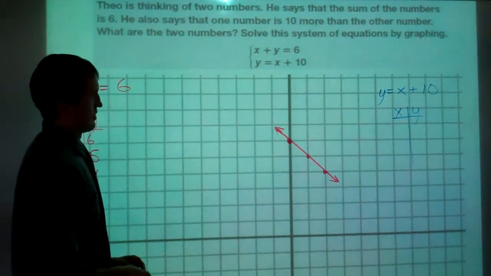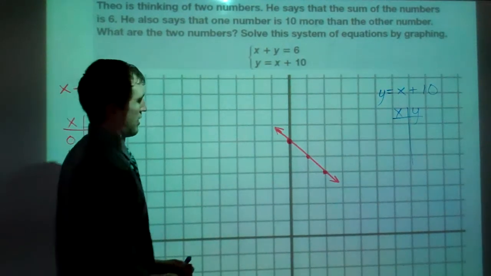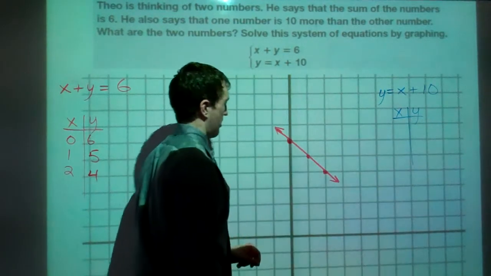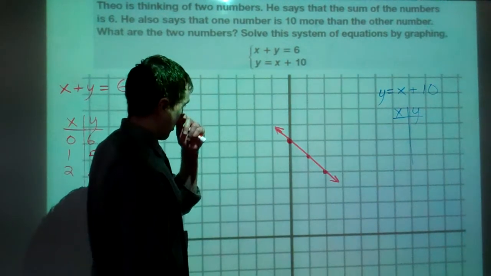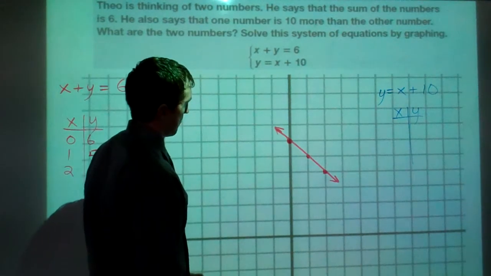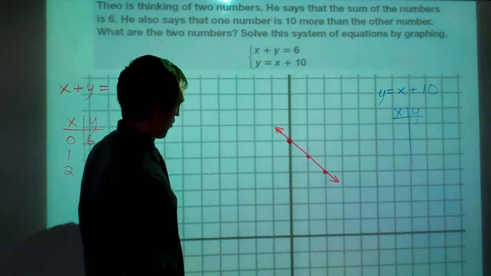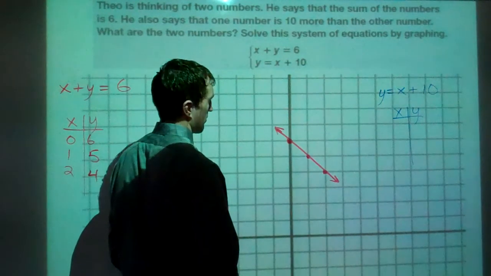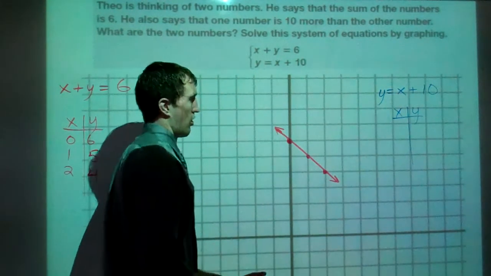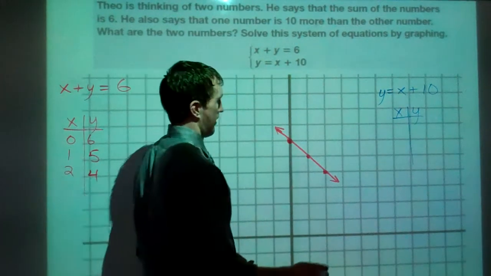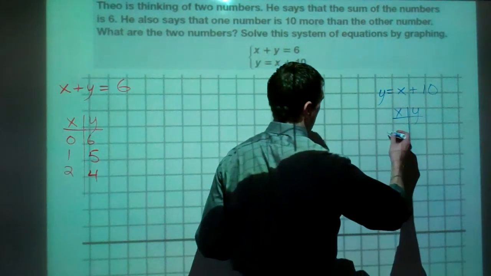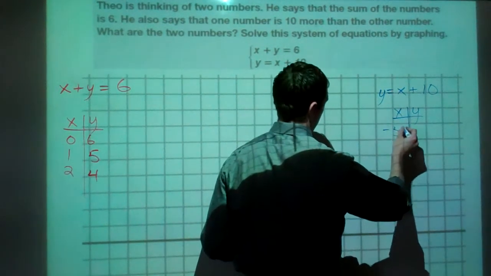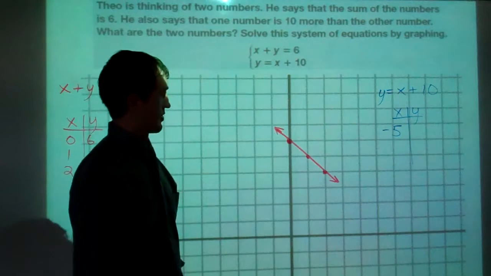If x is 0, that means 0 plus 10 gives us 10 there. Now, we could do that, but my graph is not large enough, I don't think. So let's check. 0, 10. Let's start a little lower. Let's start at, if x is negative 5. Okay? You'll see why I'm doing this in a second.